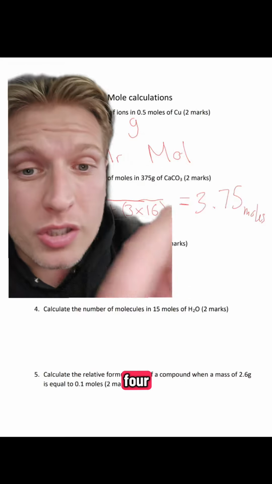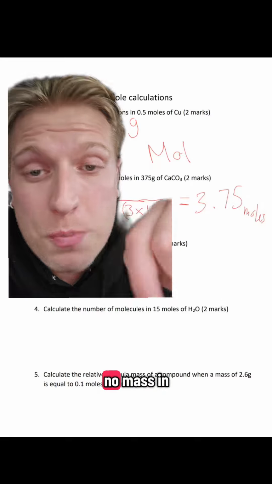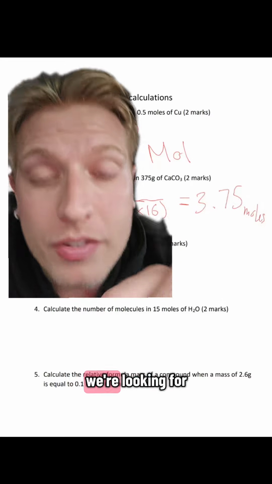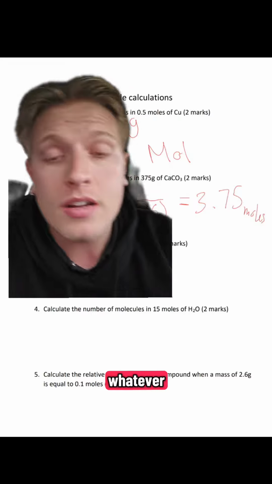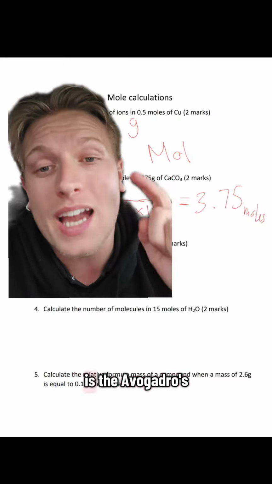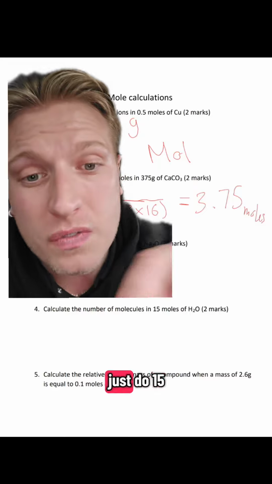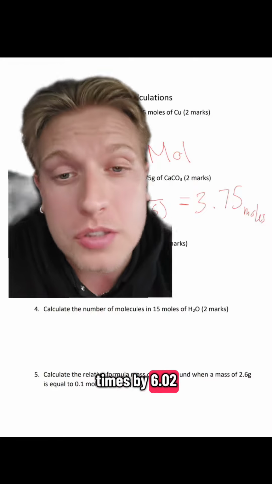Well, for number 4, you notice my giveaway, there is no mass in that question. So that one, we're looking for the number of molecules, the number of whatever, the number of particles. That means it's the Avogadro's constant one. For this, we just do 15 times by 6.02 times 10 to 23.